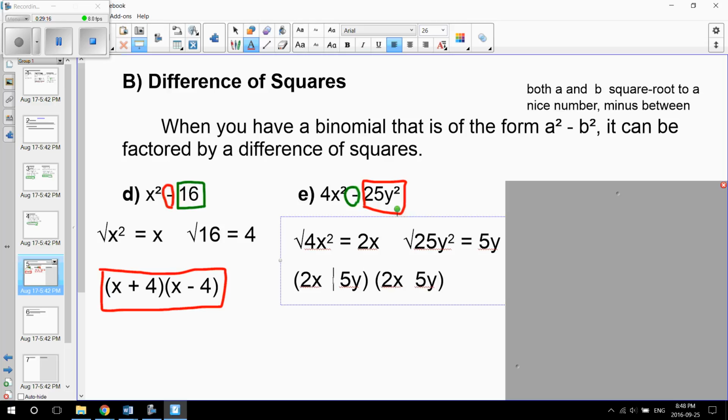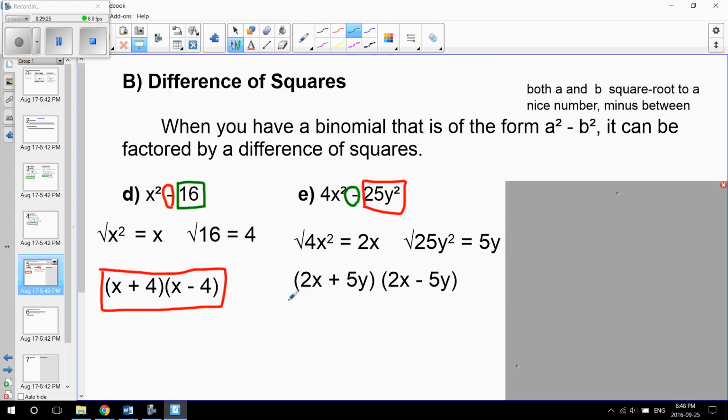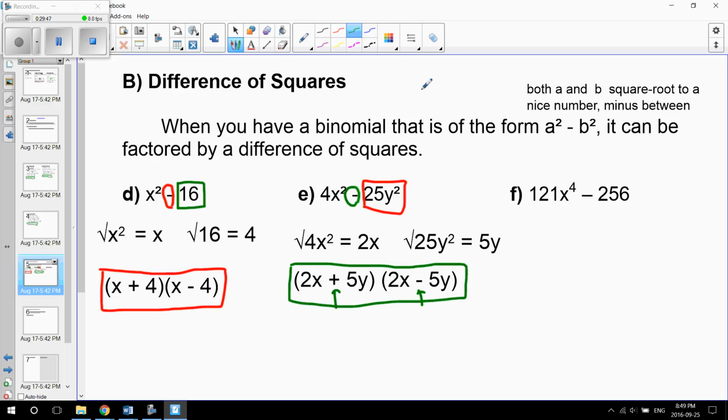And then remember, the only thing that we add in yet is that we throw in a plus in one of our brackets and a minus in our other bracket. So whenever you realize that the case is a difference of squares case, you should know that your brackets are going to be exactly the same, except that one gets a plus and one gets a minus. Otherwise, your brackets are going to be exactly the same. Let's take a look at our last example here.